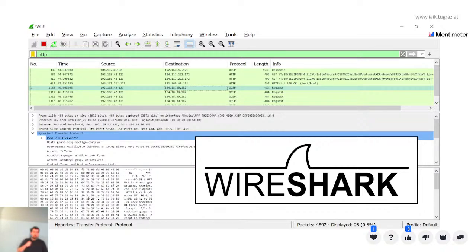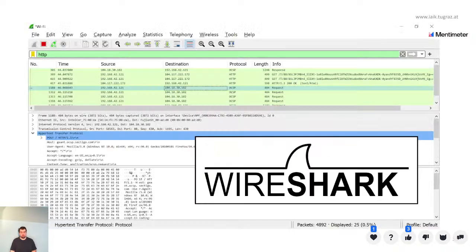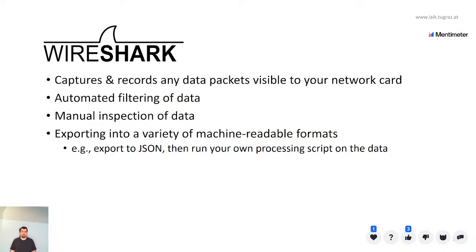But Wireshark is getting less and less useful by the day because, at least at the application layer, most applications use encryption, which is good. Wireshark captures and records all data visible to your network card. It does automated filtering. For example, you can see at the top, I'm filtering for HTTP, so I can only see HTTP packets. It allows for manual inspection of data, so you can inspect the packets in the UI. And it also allows exporting into a variety of machine-readable formats.